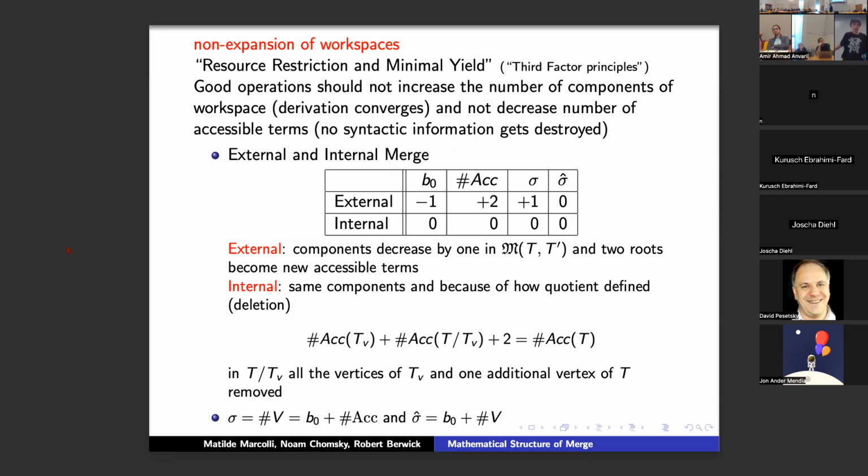You can say that external merge, with this counting, increases the number of accessible terms by 2, and internal merge keeps it constant. There are two other measures of size that I mentioned here. One is where you count the total number of vertices, meaning the sum of components and accessible terms, and those are the accessible terms of the whole workspace, not of each component. Then there's this strange other sum, where you add the number of components one more time. I don't know whether one can cook up some meaning for that.